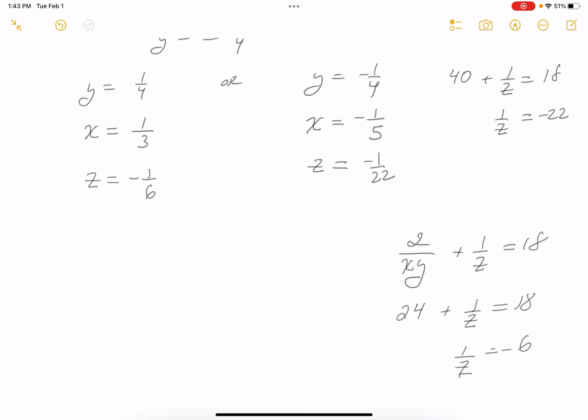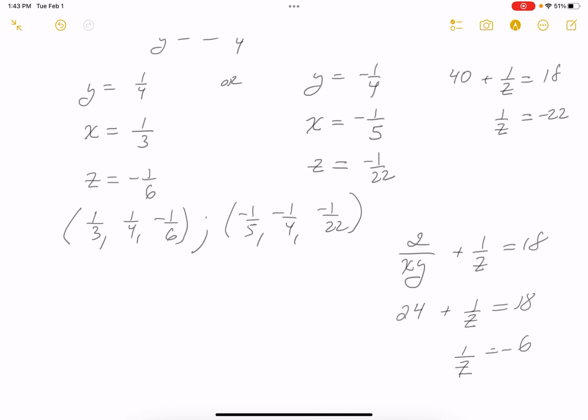Like I'm saying, when you're doing your homework, you write your answers down, look at the answer key, and see if you feel good about it. If not, you got to go back and do something. But I can write down the triple now. What's going to be? X is 1/3, y is 1/4, and z is minus 1/6. What's the next one? Minus 1/5, minus 1/4, minus 1 over 22.